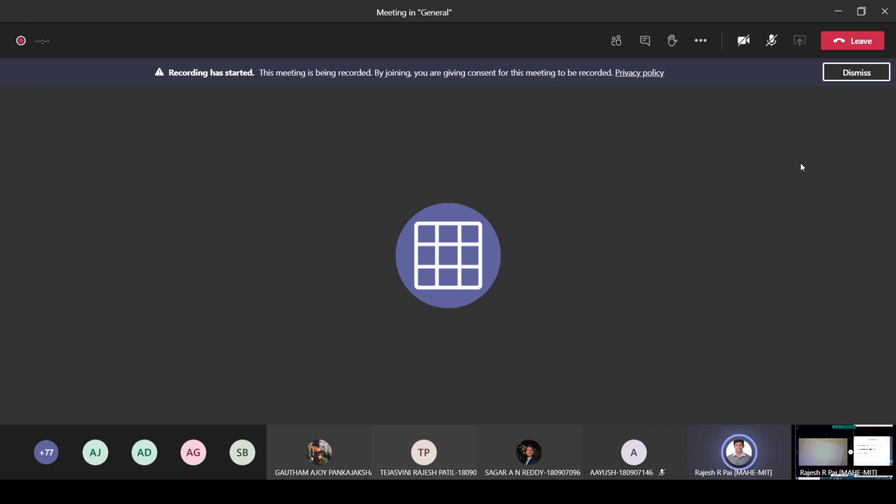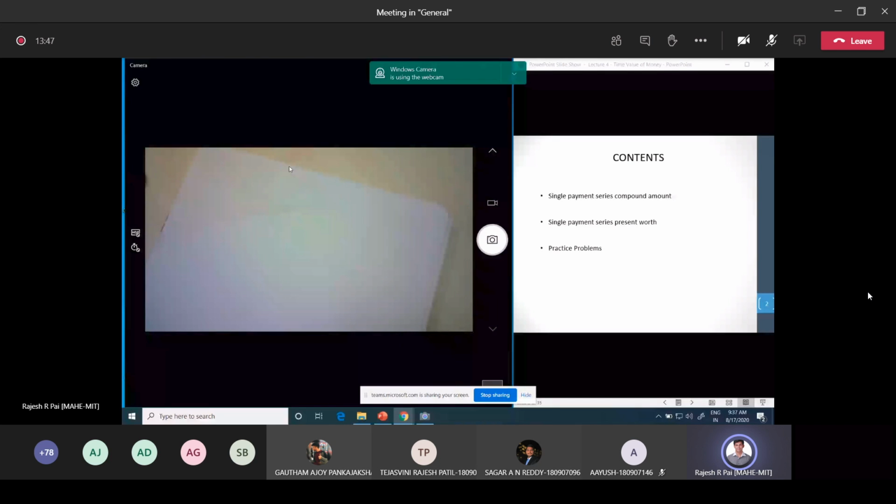Now, can you see a camera app and the PPT side by side? Yes, sir, it's both side by side. Okay.